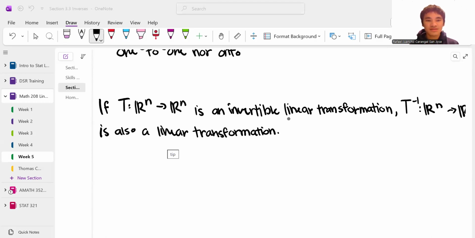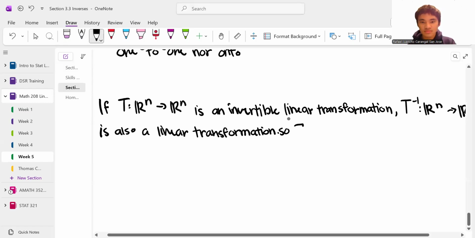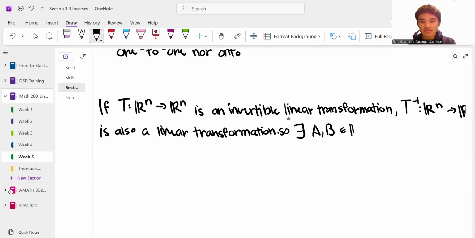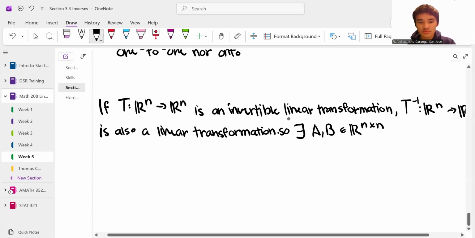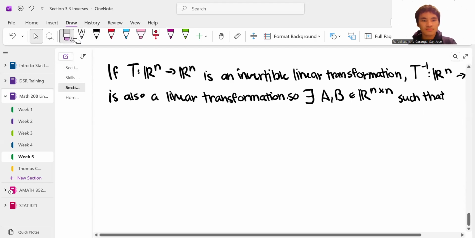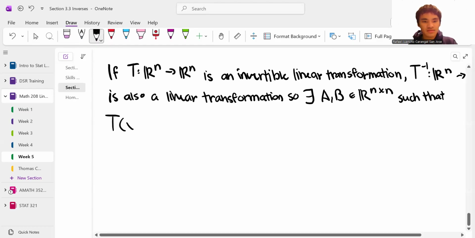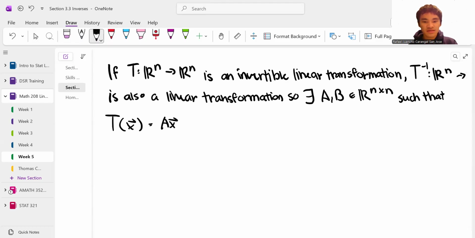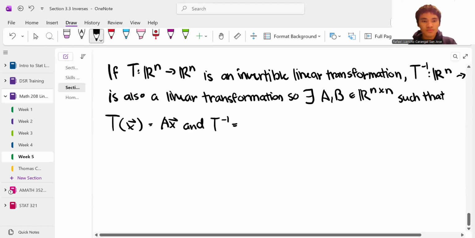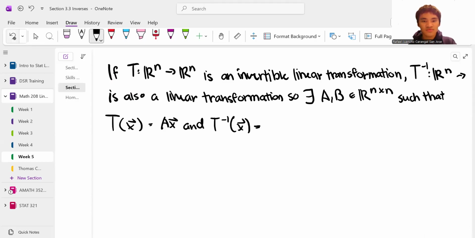And so there exists A, B, and these are n by n matrices, so they're square matrices, such that this T of x is the same thing as A times X, and the inverse of that input vector X is also... No, not B inverse. My bad. It's also BX.